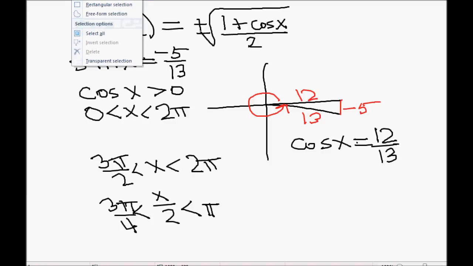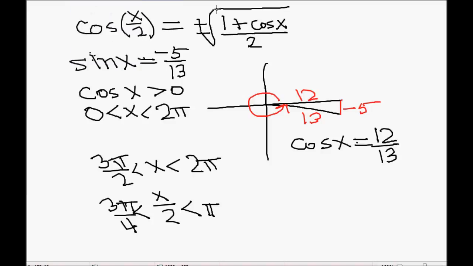So that means I can get rid of the plus sign here. That's incorrect. It's actually going to be negative square root. Cosine is negative in the second quadrant. x over 2 is in the second quadrant, so if I take the cosine of something in the second quadrant, the answer must be negative. So that means I can continue the calculation here.